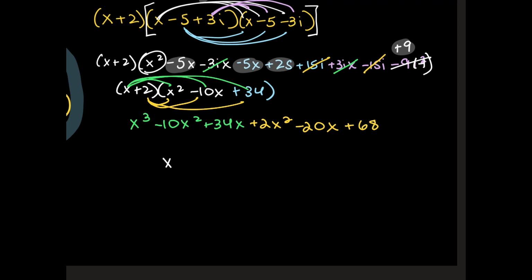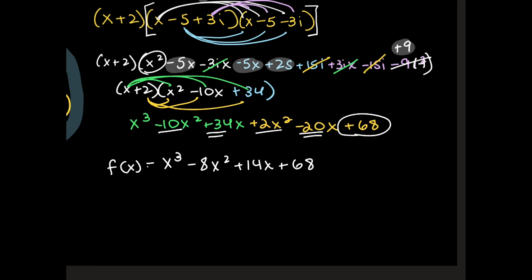Combine your like terms. x to the third. Negative 10x squared and positive 2x squared is negative 8x squared. Positive 34 and negative 20 is positive 14x. And then the 68 is the constant by itself. Set it equal to f of x. And there's the function that would result in the original given zeros.